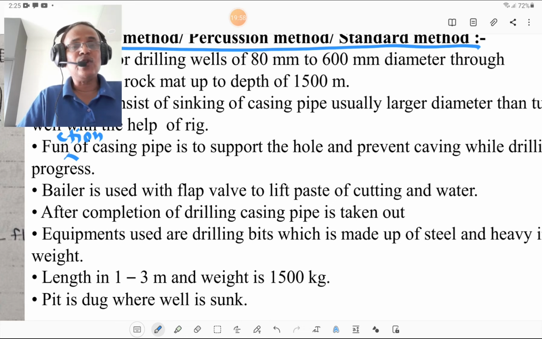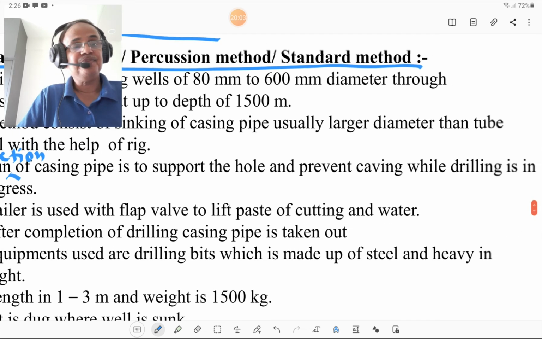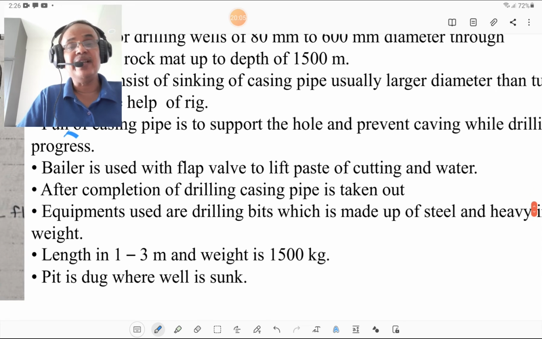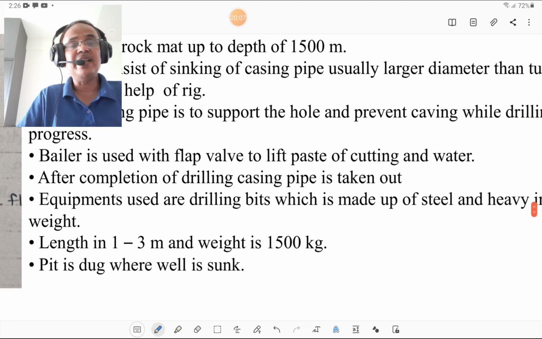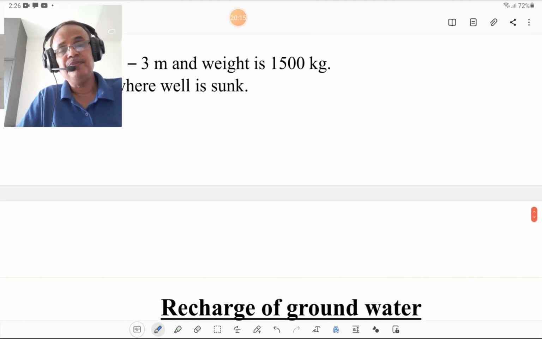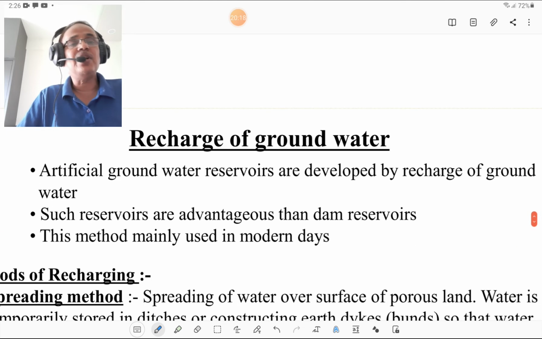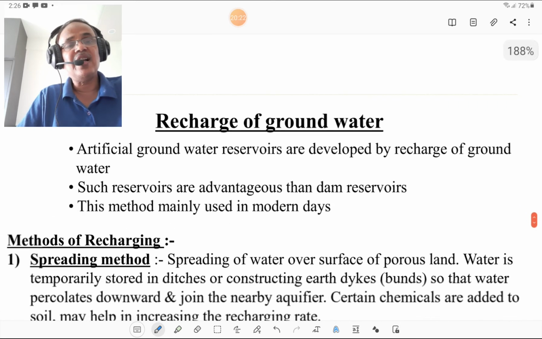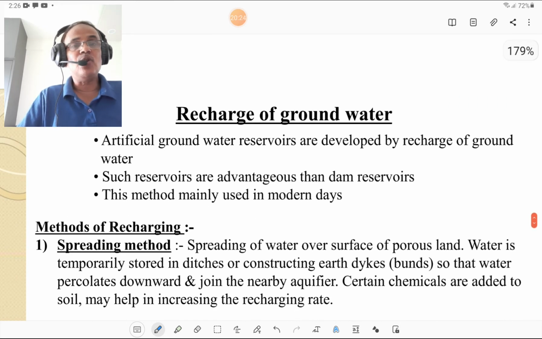And the equipment used are drilling bits, which are made up of steel and heavy iron, and which are heavy in weight, and length is 1 to 3 meter and weight is around 1500 kg. And a pit is dug. Where the well is sunk, there a pit is dug. Pit means khadda, small. Then recharge of groundwater. Artificial groundwater reservoirs are developed by recharge of groundwater.